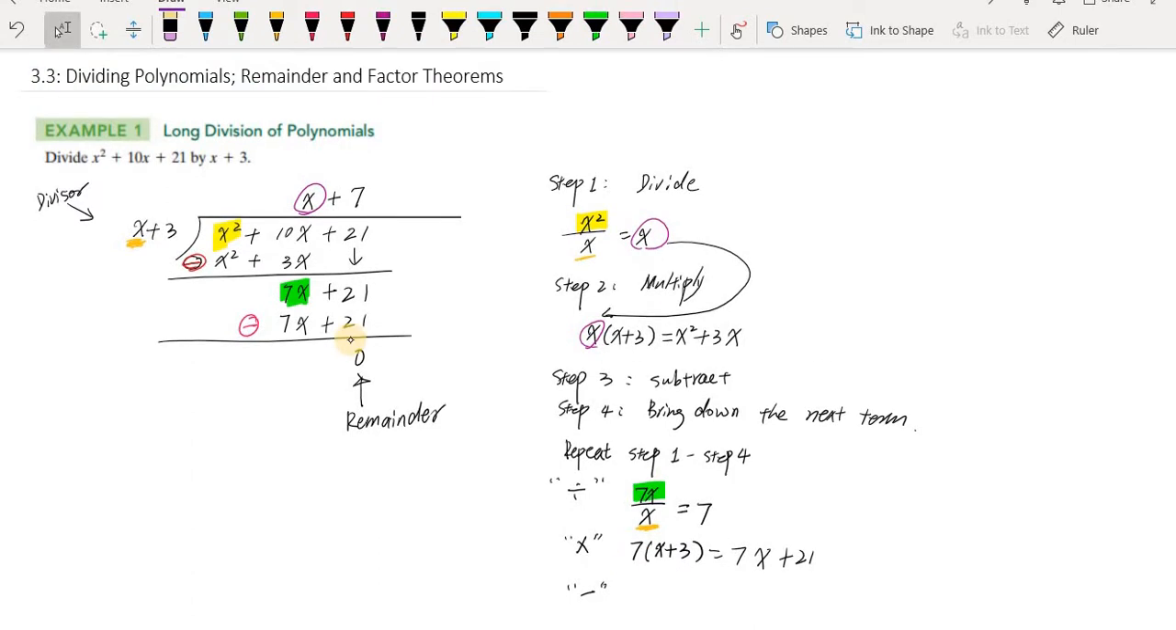Our divisor is x plus 3. This part is called the quotient. And then this portion is called the dividend. Then we're going to write down our answer. So x plus 7 is your final answer.